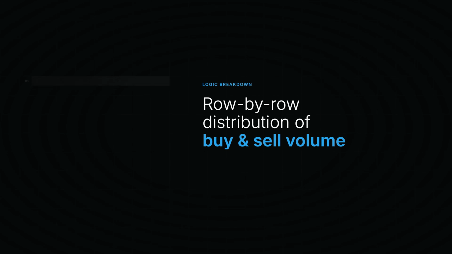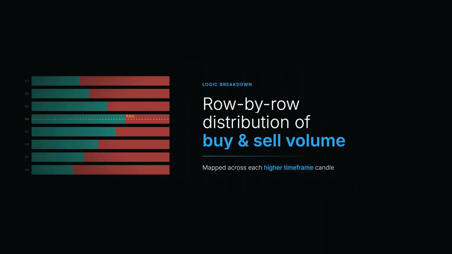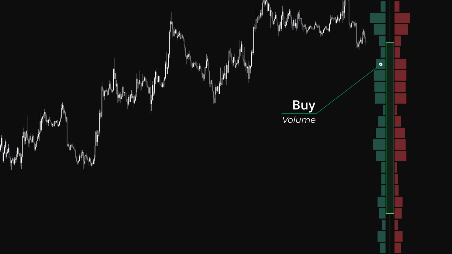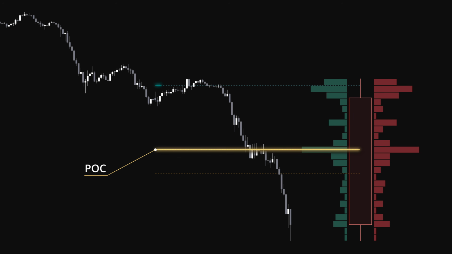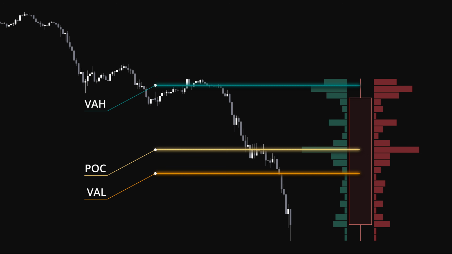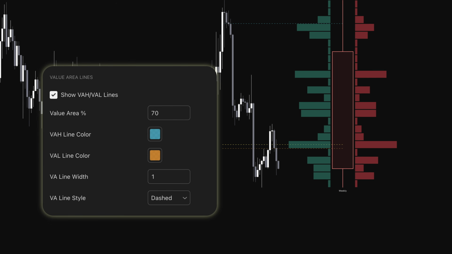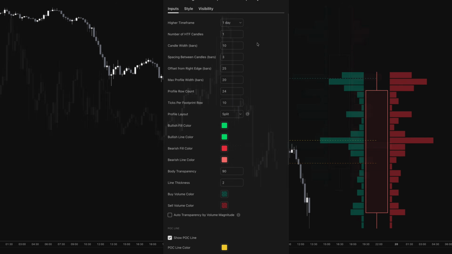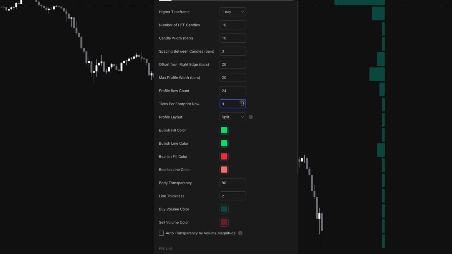The logic builds a row-by-row distribution of true buy and sell volume across the price range of each higher time frame candle. Buy volume is rendered on one side of the candle and sell volume on the other, or stacked on a single side if you prefer the traditional layout. The point of control, value area high, and value area low are calculated directly from the footprint data rather than estimated, and they can be plotted as horizontal reference lines extending across the chart. You can show up to 10 higher timeframe candles at once and adjust the tick density per row to control how granular the profile becomes.